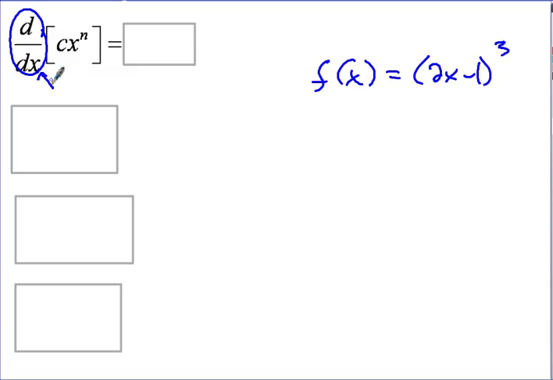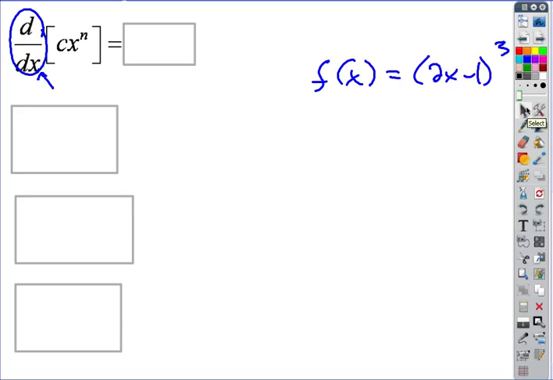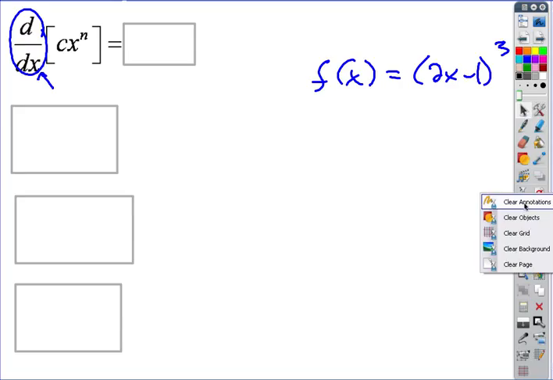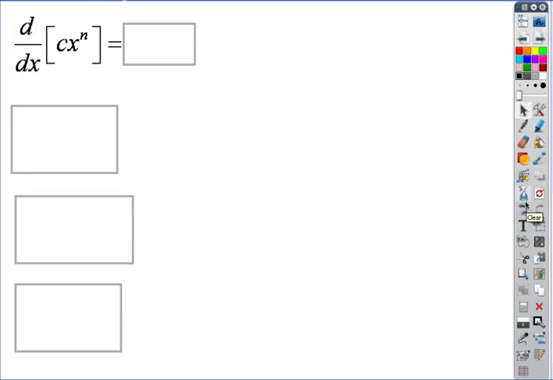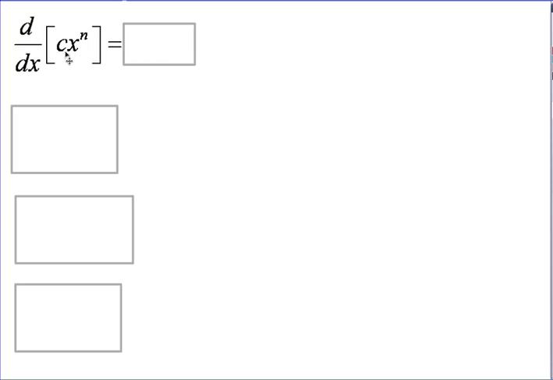Once again, the way we say that, the derivative with respect to x of the quantity cx to the n, or even better, the derivative of the quantity cx to the n with respect to x. Now, what was our formula for that? We called this the general power rule. If n is just some real number, it doesn't even have to be an integer, and c is just some constant.